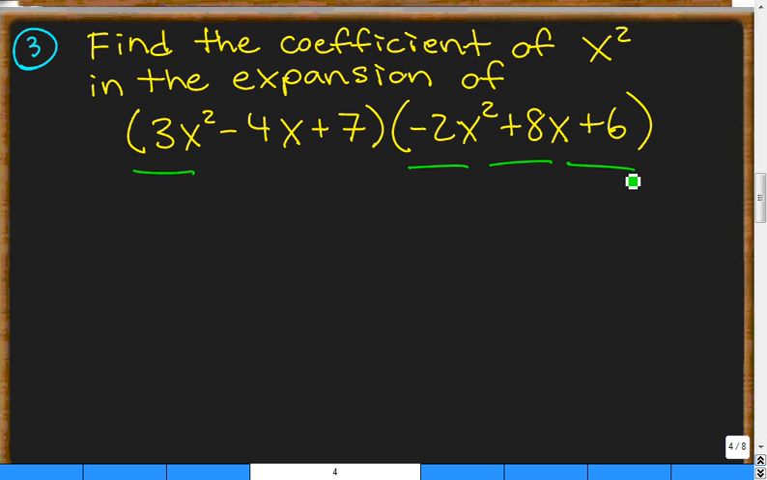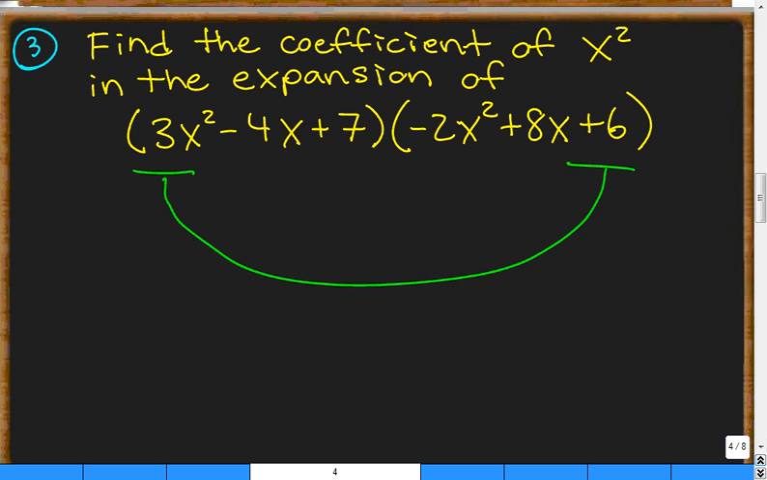Well, if you notice, these two each have x squareds in them, so that's going to make an x to the fourth. This has an x and an x squared, so that's going to make x cubed. Neither one of those is going to make a term for x squared. So we just need to find the partner for 3x squared in the other set of parentheses that is going to multiply to make an x squared term.